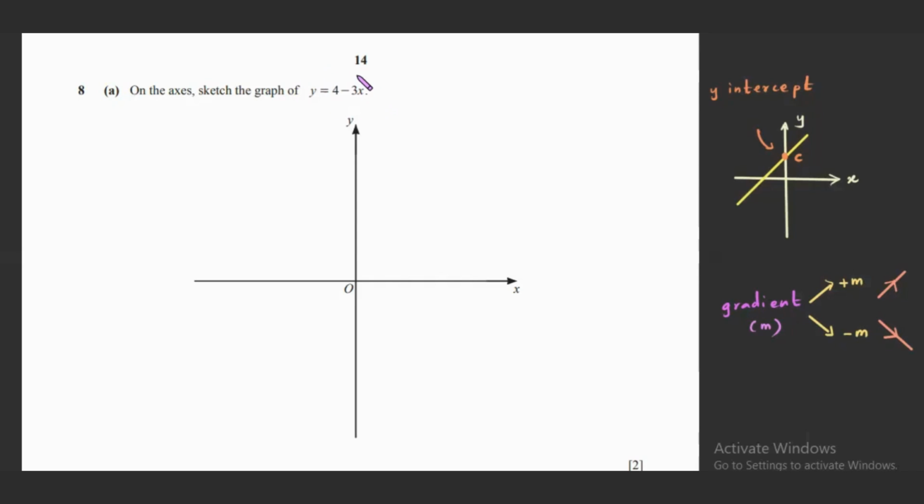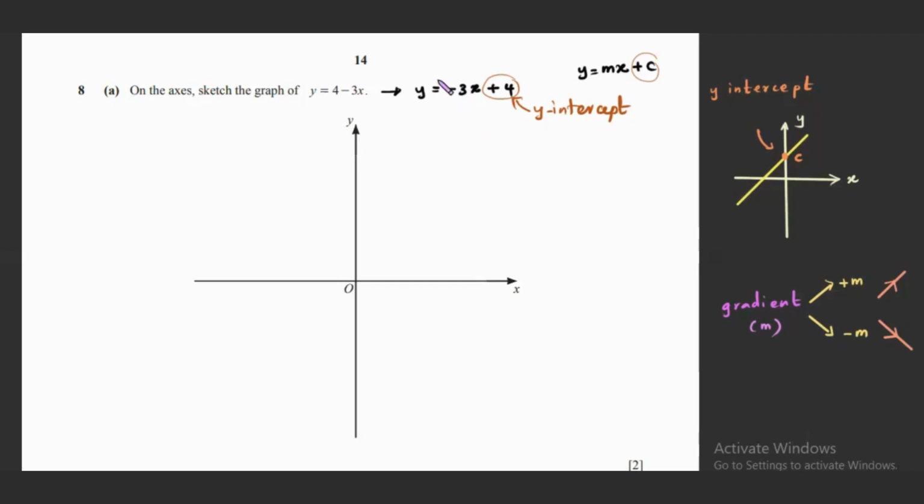So I'm going to rearrange it in a way where I write the term with the x first and then the y-intercept next. This equation can be written as y is equal to minus 3x plus 4. This 4 that we have here is the value for c, which is the y-intercept. The y-intercept means the place where the graph hits the y-axis.